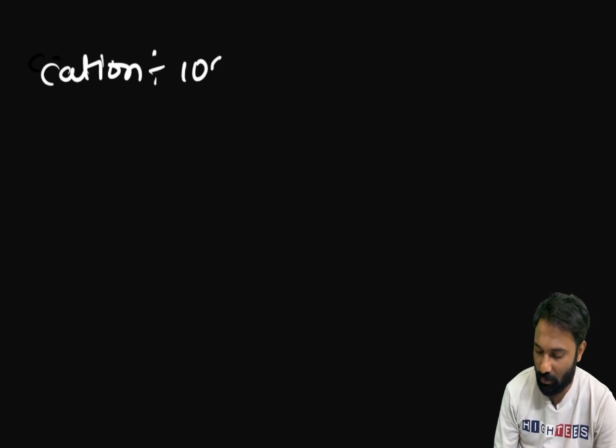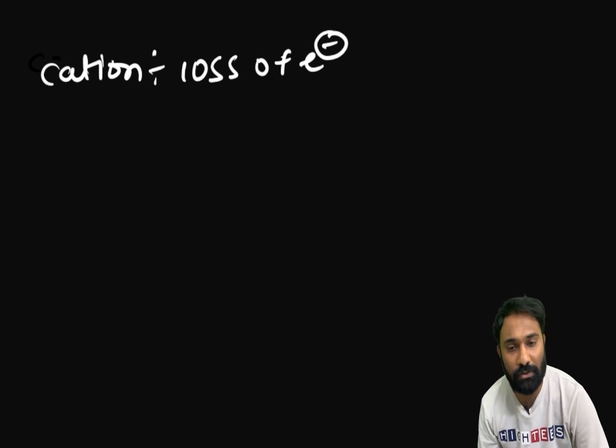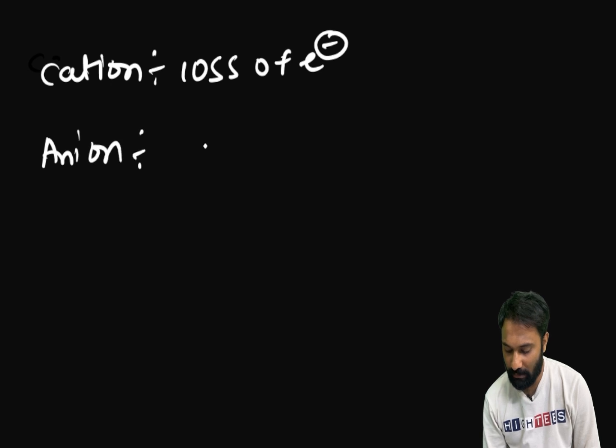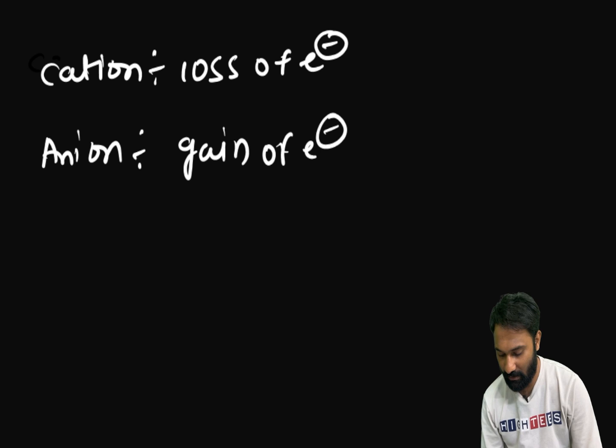So what I was saying: how will the cation form? Loss of electron leads to the cation. Clear? Now the anion: gain of electron leads to the anion. Loss of electron leads to the cation. Gain of electron leads to which one? Anion.